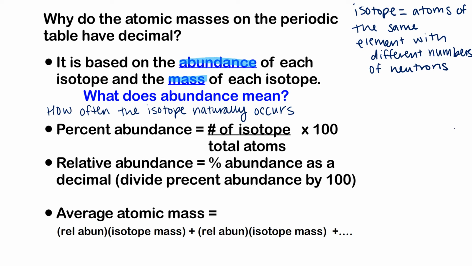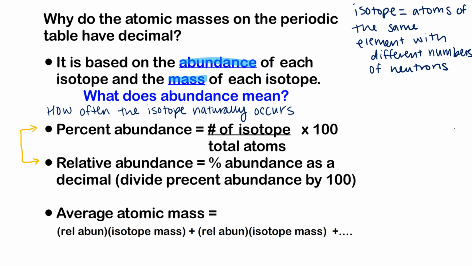Now, there are two different types of abundances that you could see in relation to average atomic mass. The first is this idea of percent abundance, and the second is this concept of relative abundance. Percent abundance is looking at how many atoms of a certain isotope we have versus how many total atoms exist for that element.